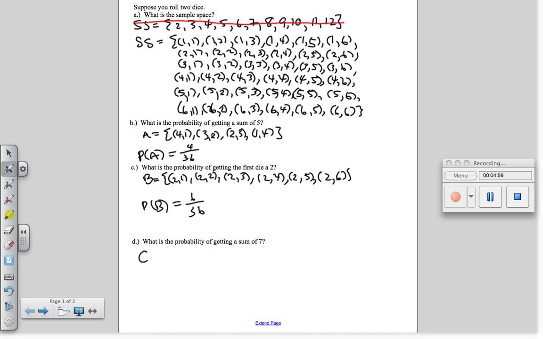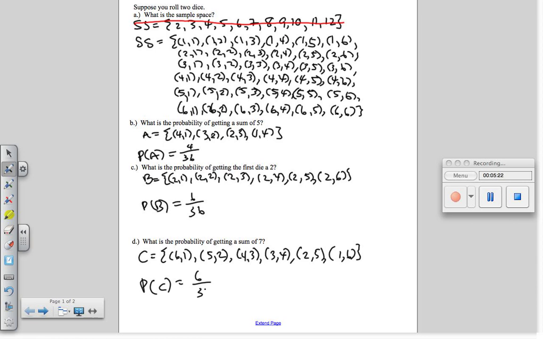What is the probability of getting the sum of 7? We'll call this C. And the ways to get a sum of 7 is 6, 1, 5, 2, 4, 3, 3, 4, 2, 5, and 1, 6. The probability of C happening is 6 out of 36.